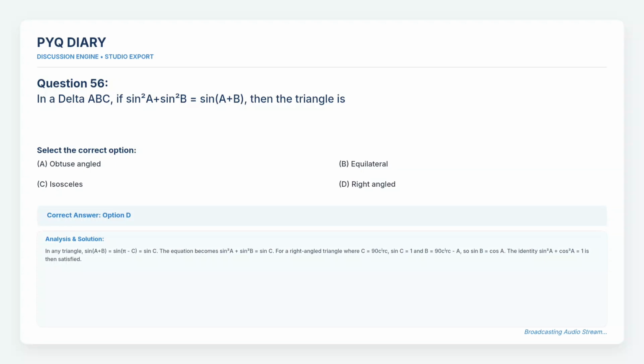Question 56. In a triangle ABC, if sine 2A plus sine 2B is equal to sine of A plus B, then the triangle is? The choices are A. obtuse angled, B. equilateral, C. isosceles, and D. right angled. The correct answer is option D, right angled.